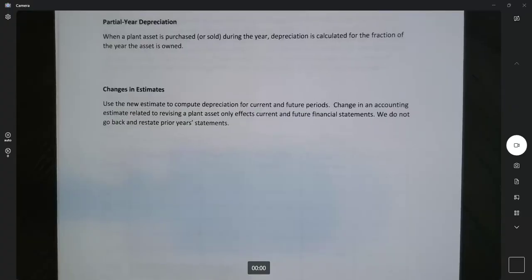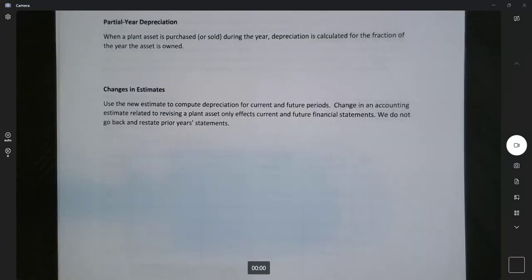In terms of partial year depreciation, if a plant asset is purchased or sold during a year, depreciation is calculated for the fraction of the year the asset is owned. We can also have changes in estimates. We would use a new estimate to compute depreciation for current or future periods. A change in an accounting estimate related to revising the plant asset will only affect the current and future financial statements. We will not go back and restate prior year's statements.